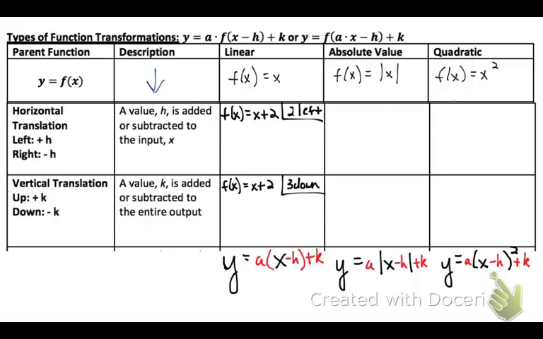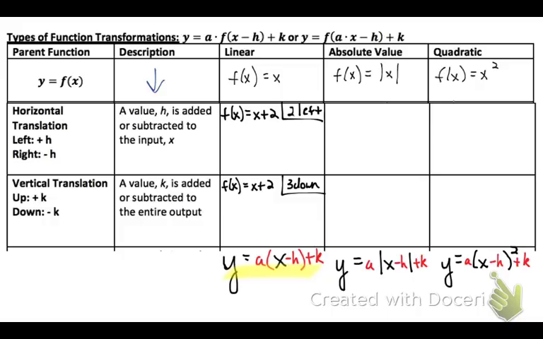So horizontal translation, you're going to either add or subtract an h value to your equation. Vertical translations, you will add or subtract a k value. So if you look at the column with linear and down below, I have a basic linear parent function, and I have put where those other parameters, those numbers, can fall.